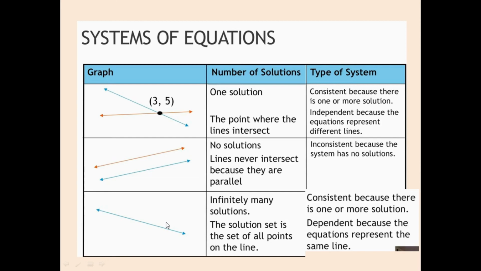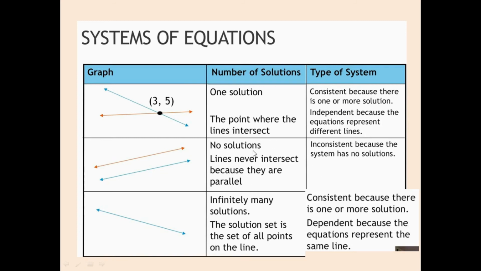Look at the third one. It appears like one line, but actually there are two lines. They're overlapping. They are meeting at all points, hence infinite solutions. Again, they are consistent because they have not given up on each other, but they're totally dependent on each other. So the difference between this and this is that these are independent, these are dependent. The common feature between the first and the last is that both are consistent.